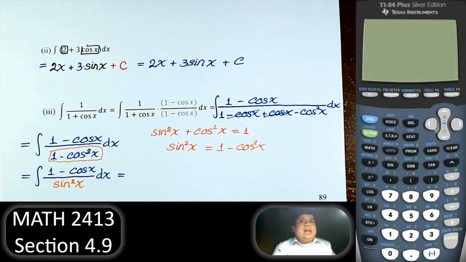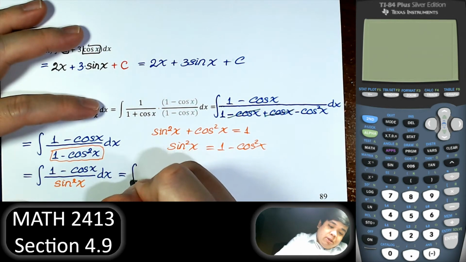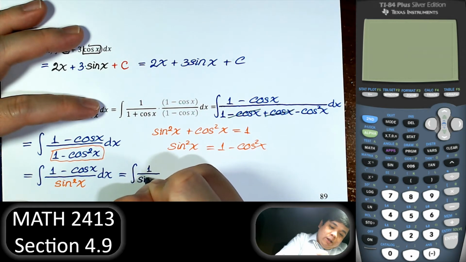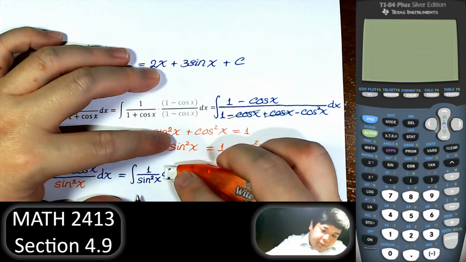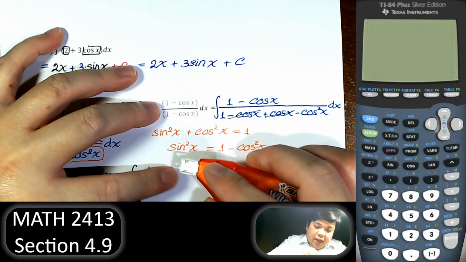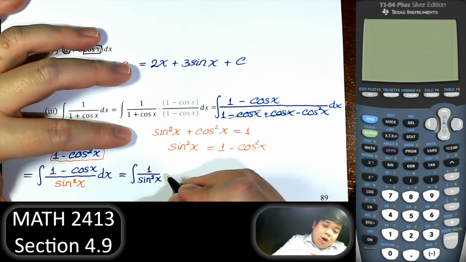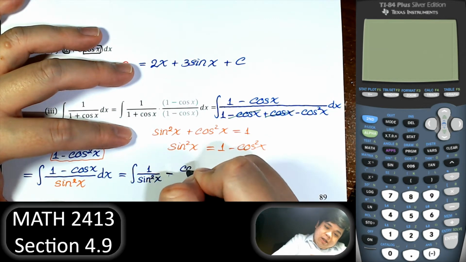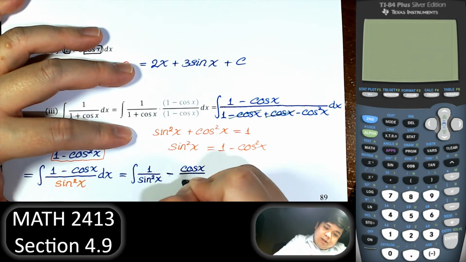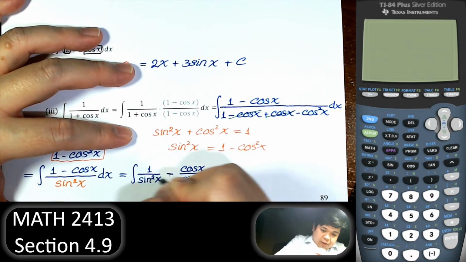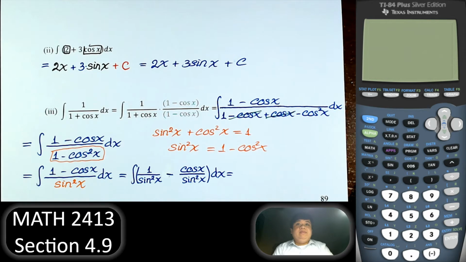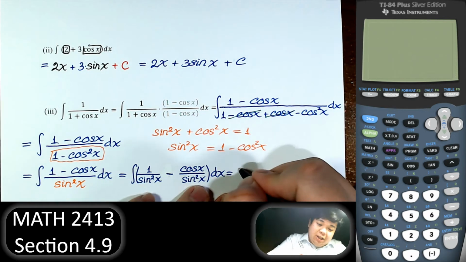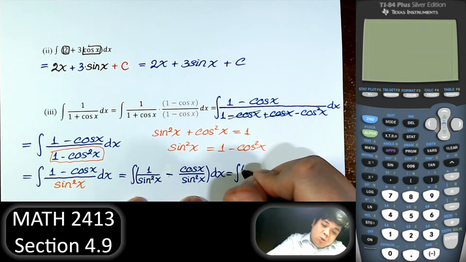Right, now we can split, because remember, in integrals there's no product rule or quotient rule. We can just split and do term by term. 1 over sine squared we can split into a separate integral if we want to, but I will not do that. I will split like this. Now, 1 over sine is cosecant. 1 over sine squared is cosecant squared.